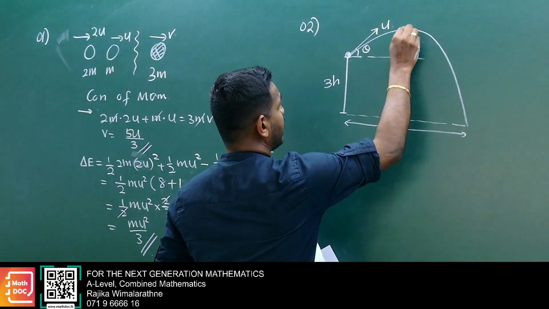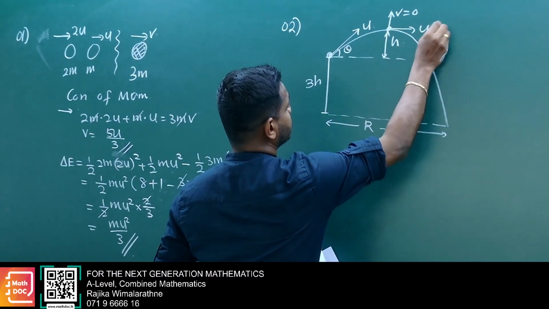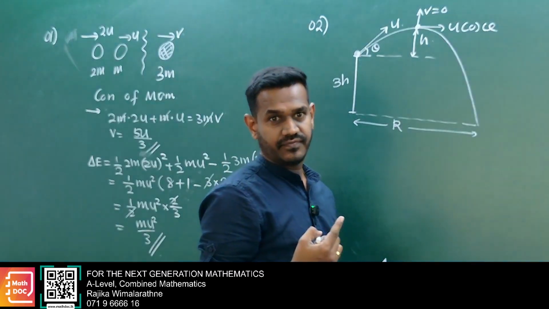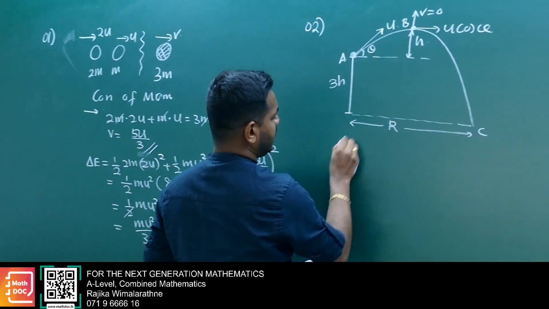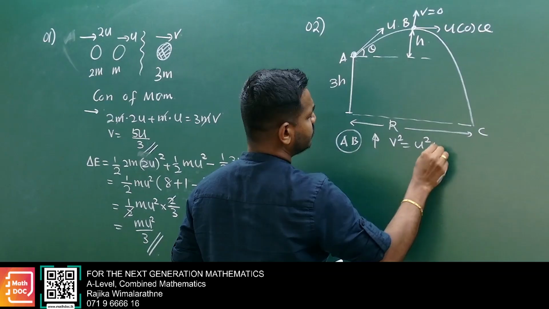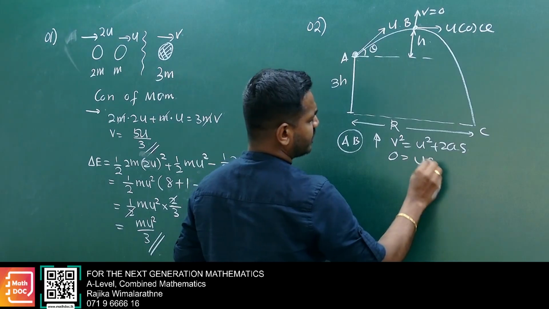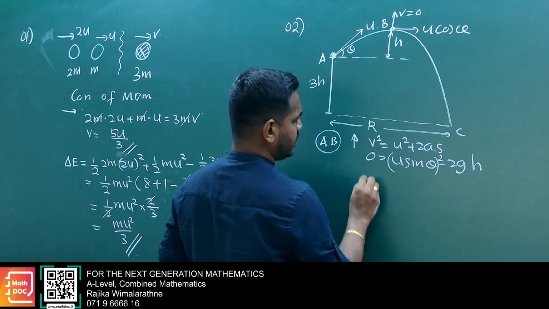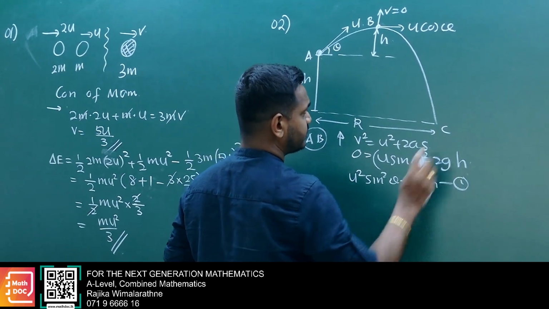Here at this position the vertical velocity is 0, and the horizontal velocity is u cos theta. For projectile motion at the maximum height, the vertical velocity is 0. Therefore, take A, B, C. Then for AB motion, use upward v squared equals u squared plus 2as first. With v equal to 0 and initial velocity u sin theta, u squared sin squared theta equals 2gh. Take this as the first relation.